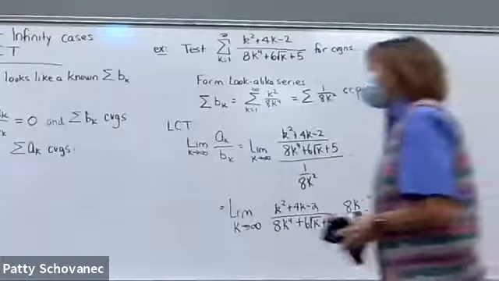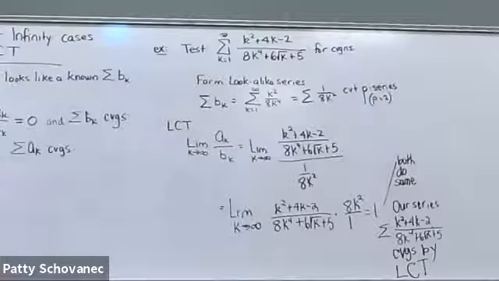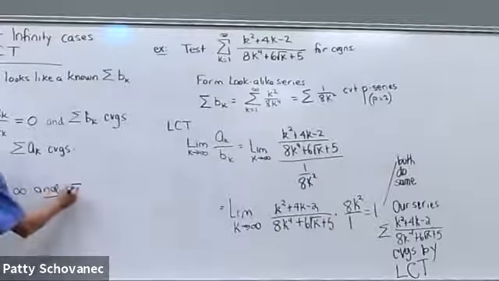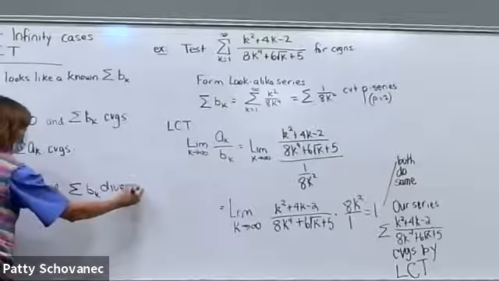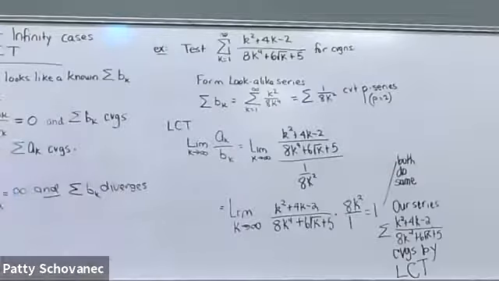What causes that limit to become infinite? If the a_k's are bigger, right? So if the limit is infinite and the b_k's diverge, that's a restatement of the statement from the direct comparison test that bigger than divergent is divergent.